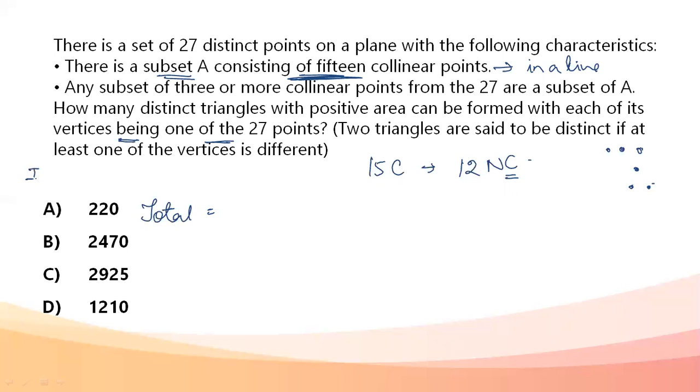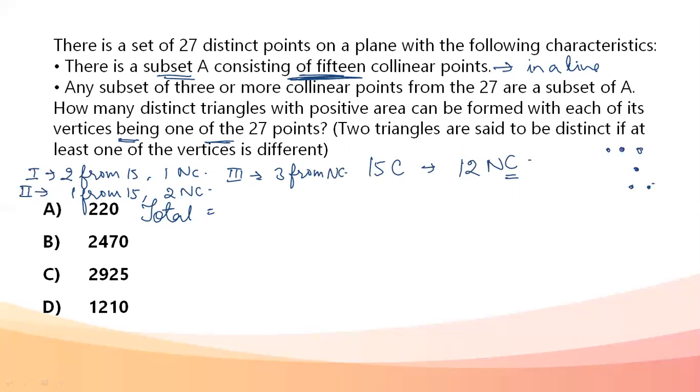First case can be I pick two collinear points, two from 15 points, and one from the non-collinear points. This will give me some triangles. Second case can be one from the 15 collinear points and two from the non-collinear points. This would also give me some triangles. Third case can be all three are from the non-collinear points. I'll have to find the total of all these three cases, then only I'll have the possible number of triangles, and none of the triangles are going to be overlapping.